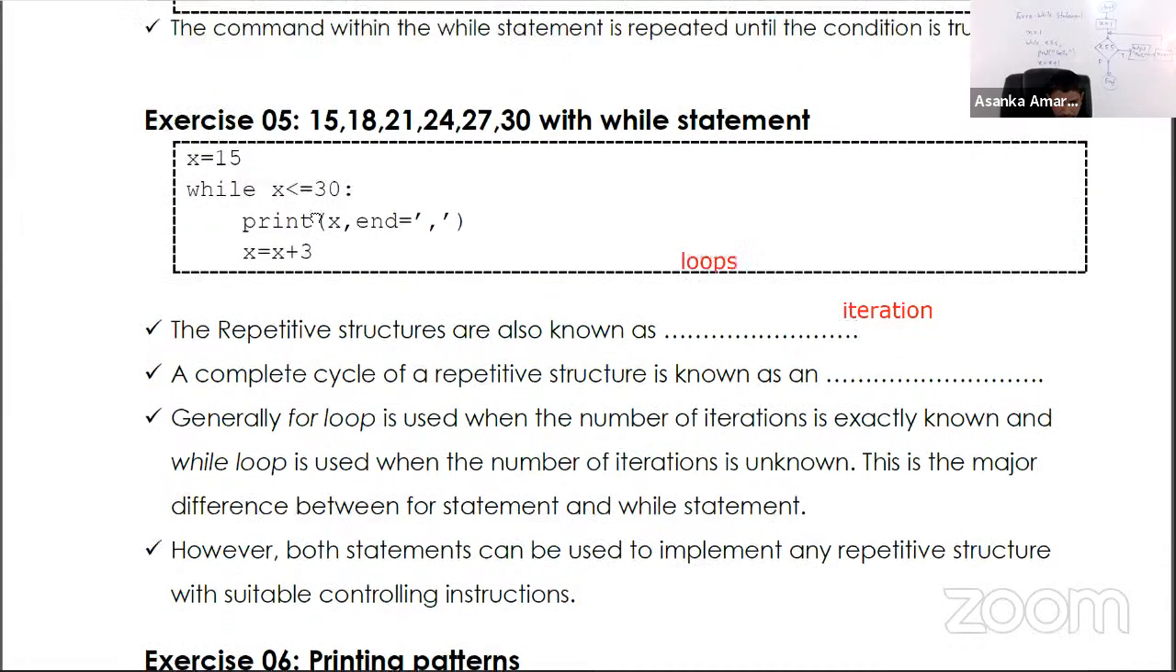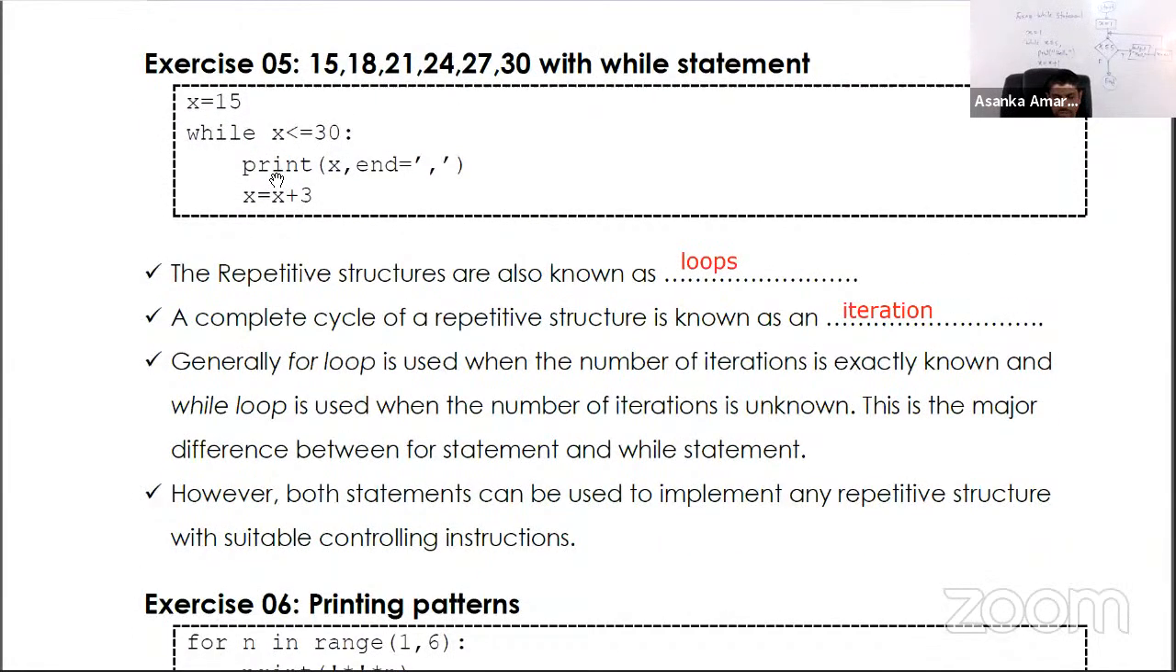For example, in this program, there are 5 cycles, no? There are 6 cycles, no? It repeats six times, so we call it 6 iterations. Right, 6 iterations.